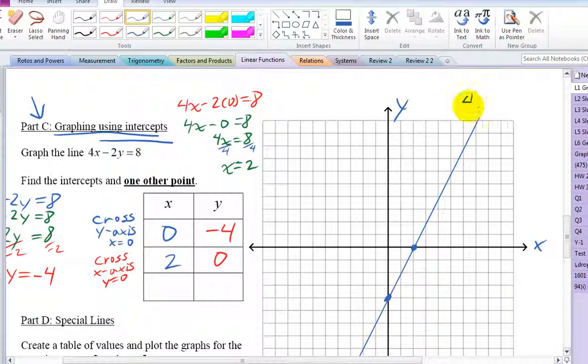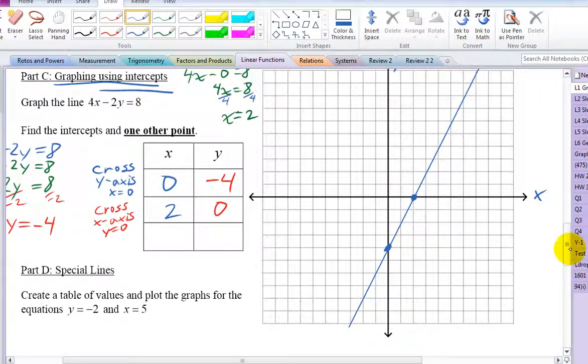We should label it as well, 4x minus 2y equals 8. Okay. So the third point is we want to check. We want to make sure we didn't screw this up. And so we're going to choose an easy value. Can anyone pick another easy number? 1? Sure. So let's say y equals 1, because it'll be easier.